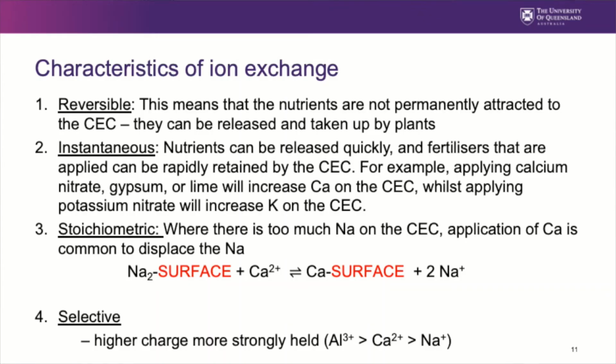The final thing to note here is that the cation exchange capacity has selectivity, and that is that some nutrients are held more strongly on the CEC than others. And the best example here is that calcium is held more strongly than sodium. The higher the charge of the nutrient, the more strongly it is retained. So calcium is 2+, is retained more strongly than is sodium because it's 1+. In a similar manner, magnesium, which is 2+, is held more strongly than potassium because it's 1+. So the higher the valency, the more strongly that the cation is retained on the cation exchange capacity.